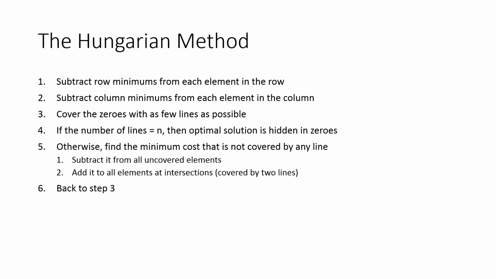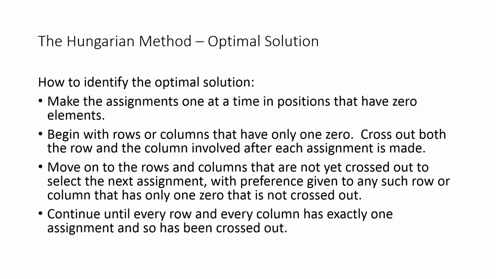That means if the number of lines is not equal to n, then what you need to do is find the minimum cost that is not covered by the lines, subtract this minimum cost from all the uncovered elements, add it to the intersection of two lines, and then repeat by covering all the zeros again. Once the number of rows and columns that cover all the zeros equals n, then you're ready to find the optimal solution.